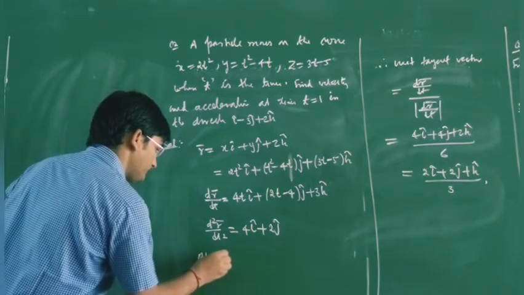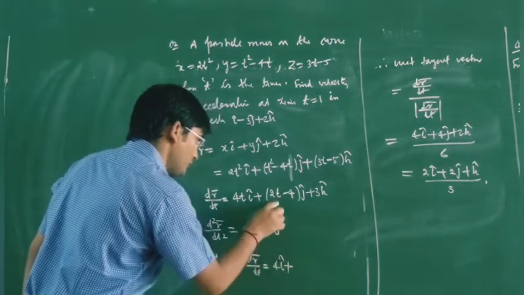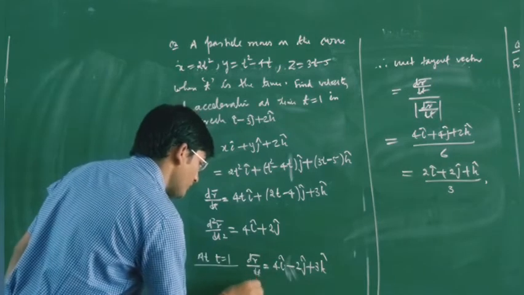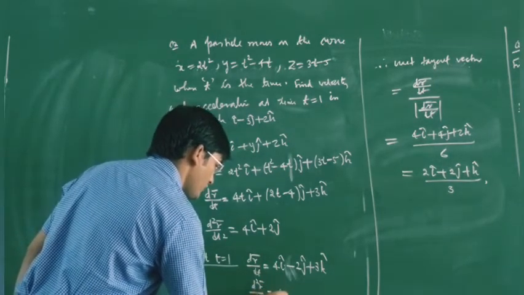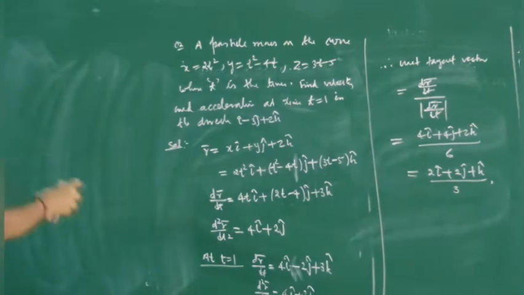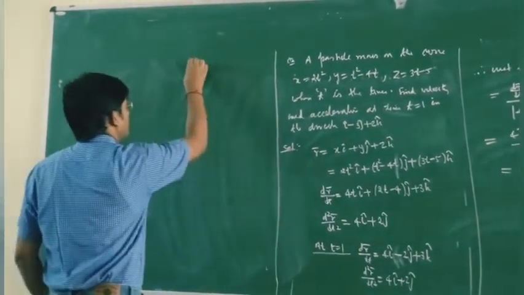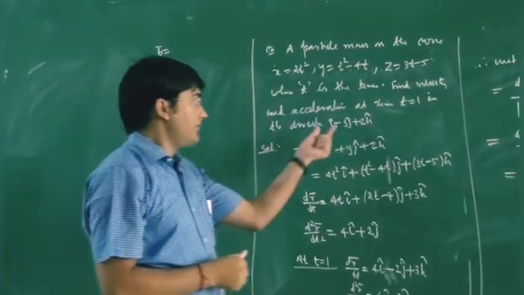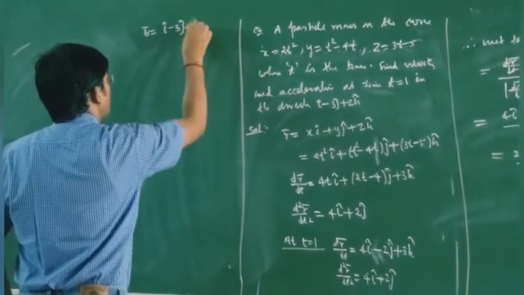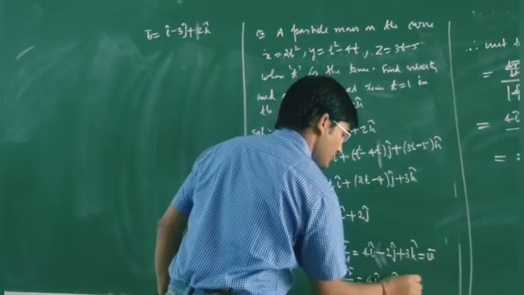So at t equal to 1, your dr upon dt is equal to 4i. Now if you put t equal to 1, then this will be minus 2j plus 3k. And your d2r upon dt2 is equal to 4i plus 2j. Okay. So we have to evaluate the velocity and acceleration in this direction. So let us assume this direction as the vector b equal to i minus 3j plus 2k. So say this is your vector v and this is your vector a.